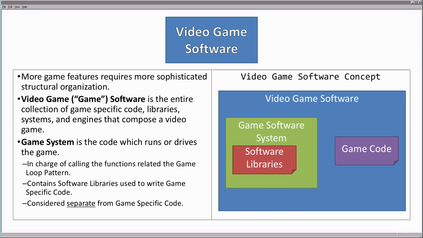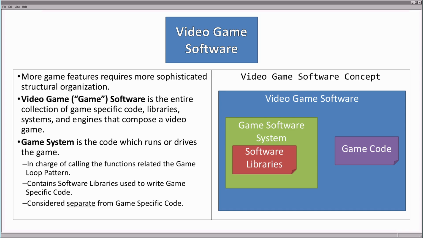This concept can be used to create most games. However, if we were to create a more advanced game, then we need to consider some additional design and planning. More game features require more sophisticated software structural organization to better organize the behaviors shown in the game loop pattern. Speaking broadly, video game or just game software is the entire collection of the game-specific code, libraries, systems, and engines that compose a video game.